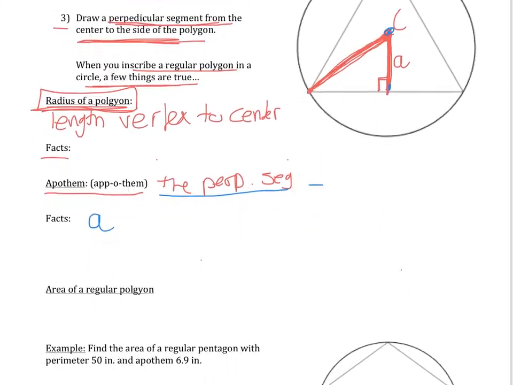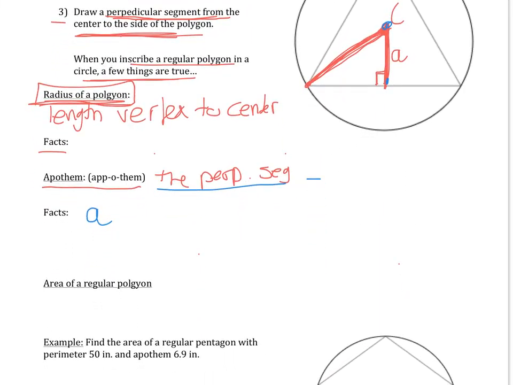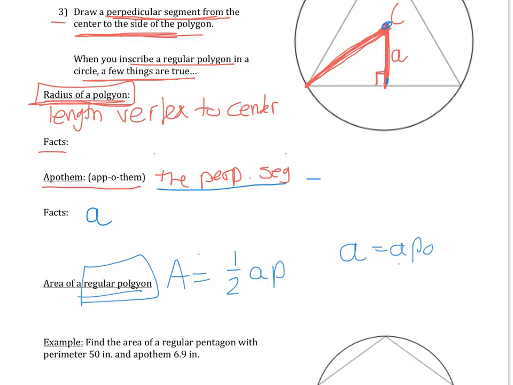Now there's a way to figure out the area of any of these regular polygons. Got to be a regular polygon. And A is going to be equal to 1/2 little a times P. So in this formula, little a is the apothem, and P is going to be the perimeter of the polygon.